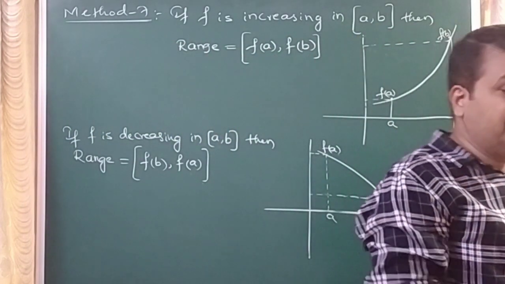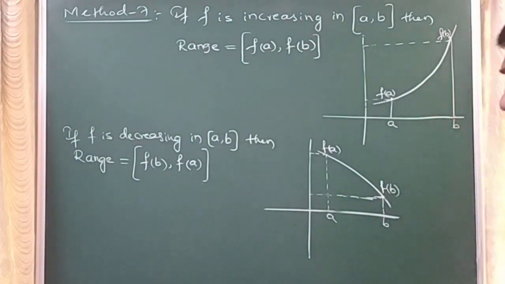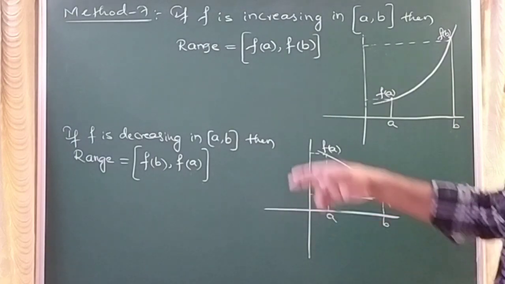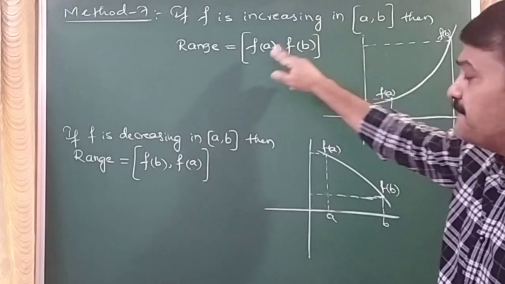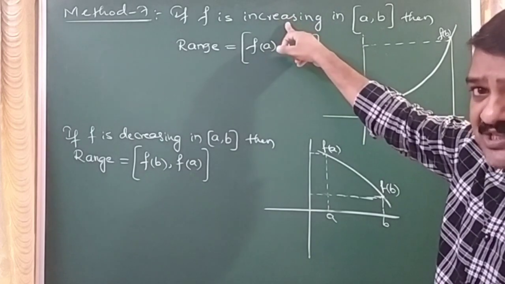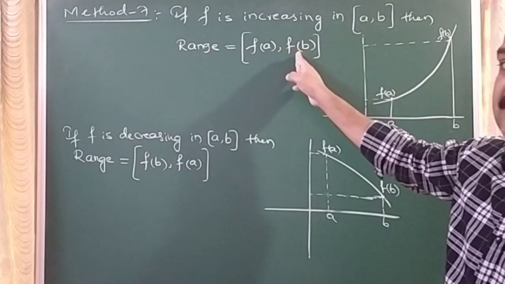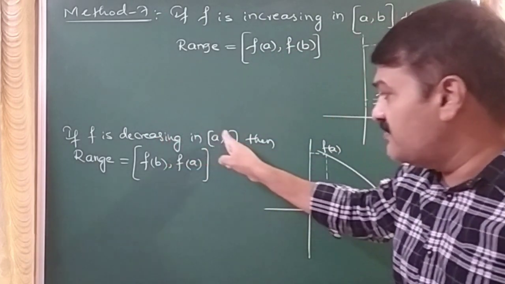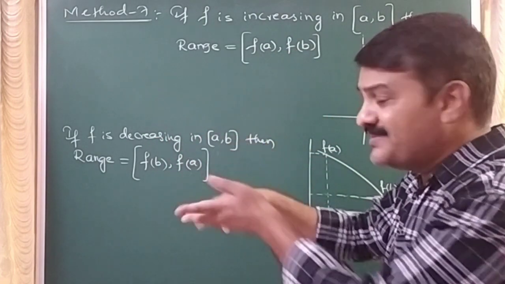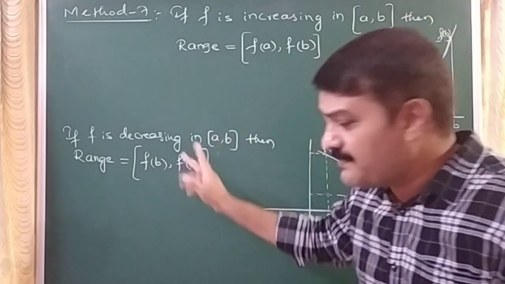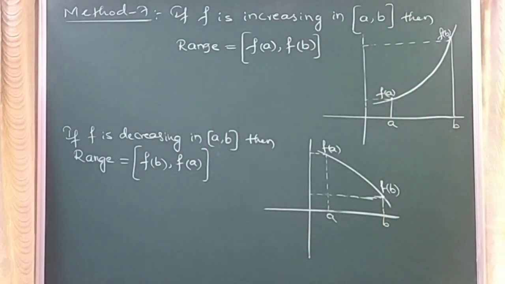This is a very simple technique actually. Increasing or decreasing function, just find the images of a and b. For increasing function, we take the images also in this order only. For decreasing function, we will just swap the images of a and b. So this is method 7 to find the range of a function for increasing or decreasing.